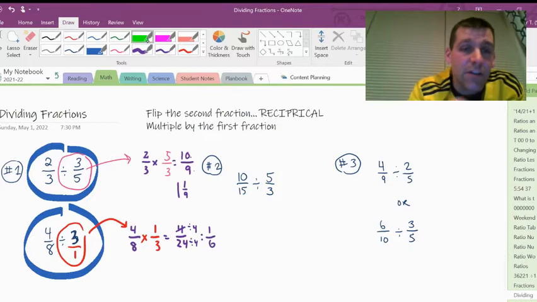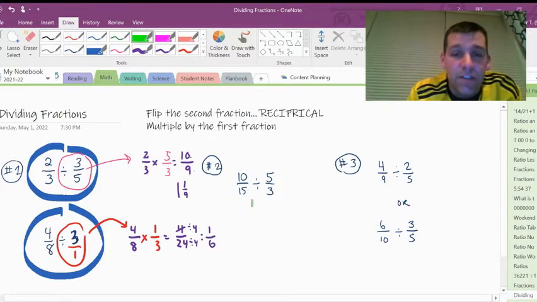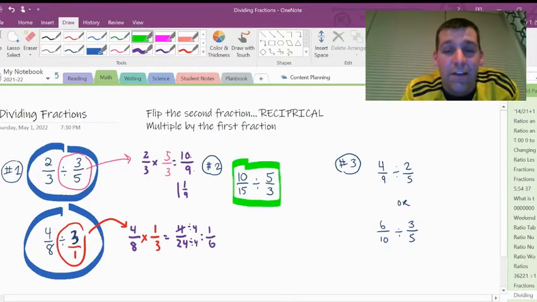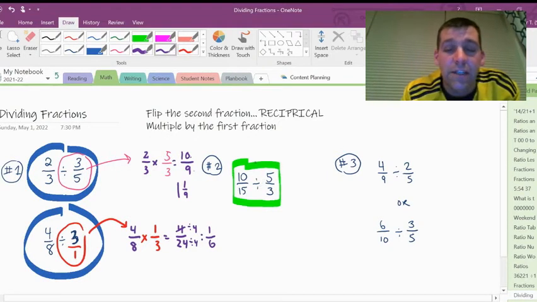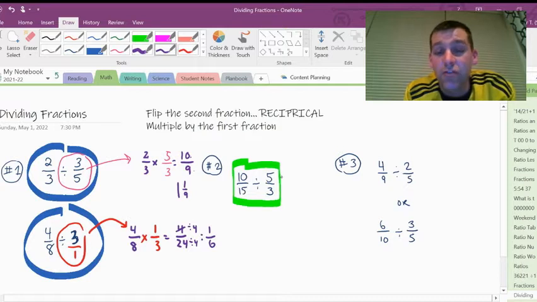But it gets a little bit funkier when you get over here. I want to take a look at this: 10/15 divided by 5/3. One of the things you'll find here that is an option for you is that I can look at this 10 and 5 and go, you know what? I could divide those two numbers, and I could take this 15 and this 3 and divide both of those numbers too. I know 15 divided by 3 is 5. 10 divided by 5 is 2.